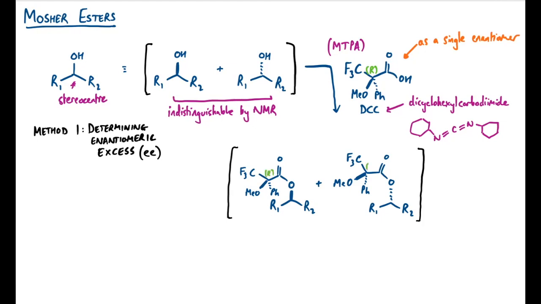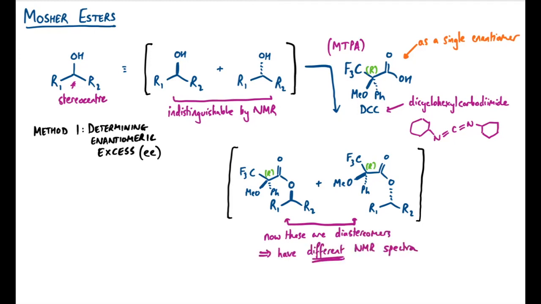Because we know the stereocentre from the Mosher ester was of a single configuration, these two ester products are now diastereomers. If they're diastereomers, they're completely different chemical compounds with completely different properties, and importantly, will have completely different NMR spectra. And if we put the full product mixture into an NMR machine, we can just use integration values, say in the proton NMR, to work out how much of one we have relative to another. And therefore, we can work out the enantiomeric excess of the original alcohols.